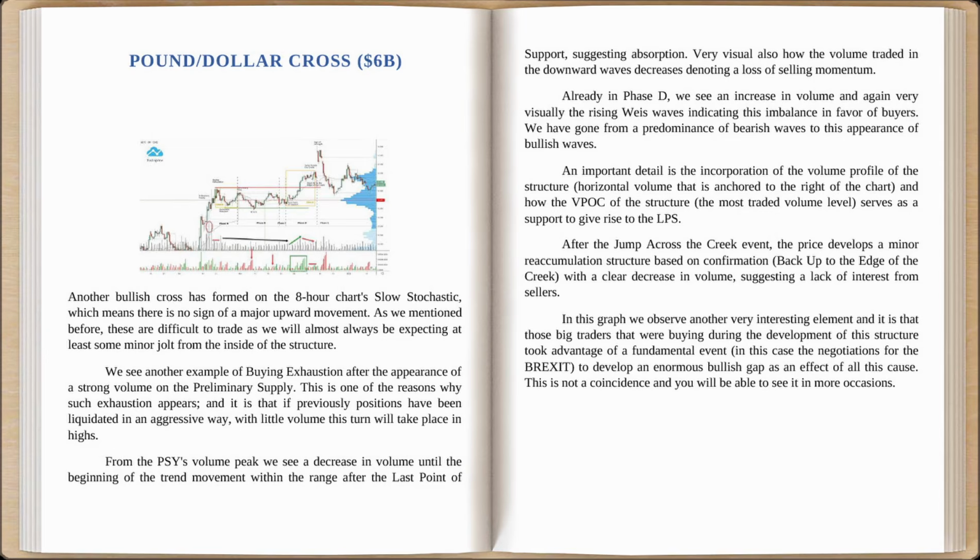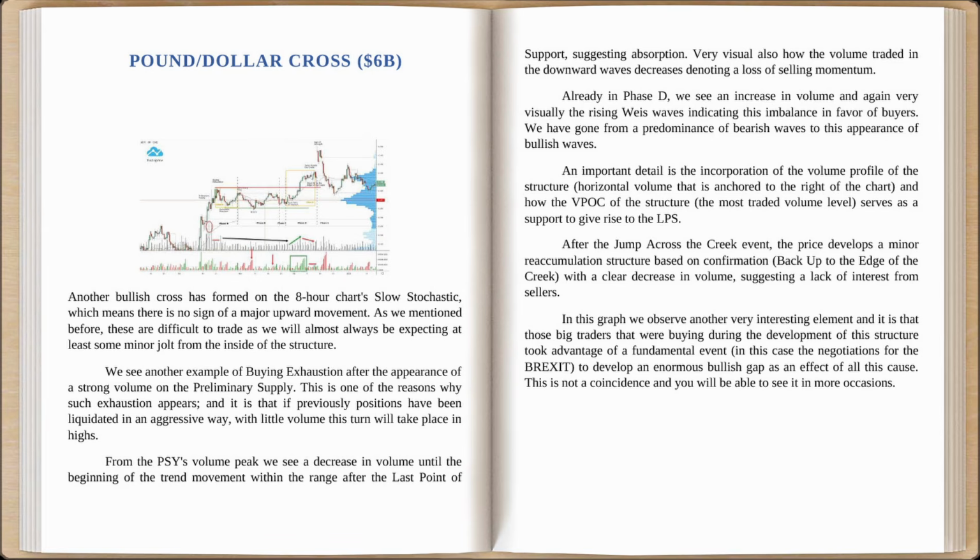Pound-dollar cross, $6B. Another bullish cross has formed on the 8-hour chart's slow stochastic, which means there is no sign of a major upward movement. As we mentioned before, these are difficult to trade as we will almost always be expecting at least some minor jolt from the inside of the structure.